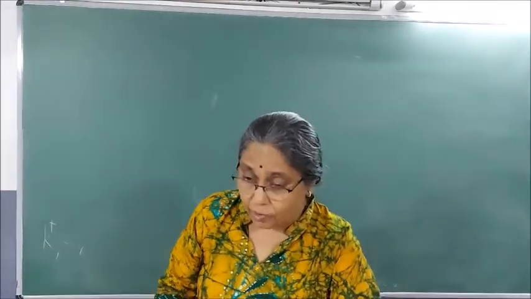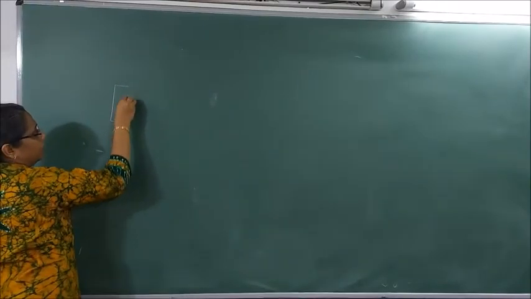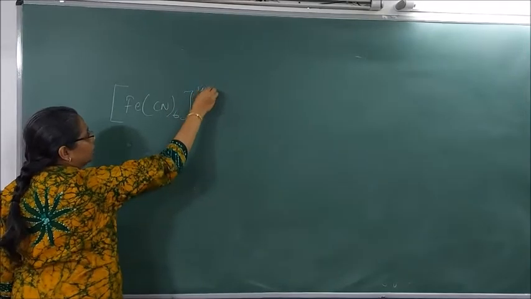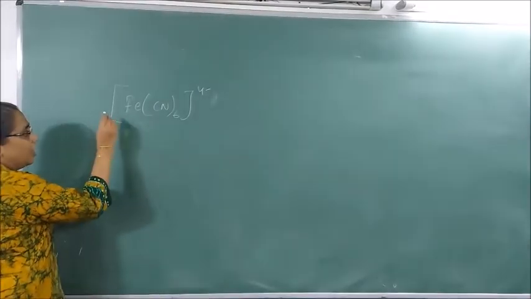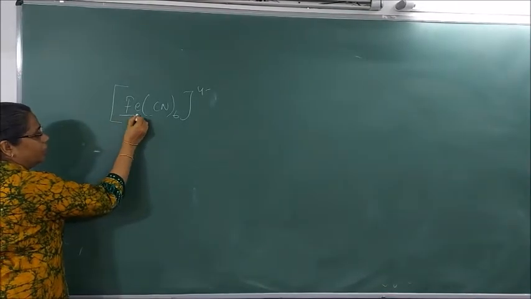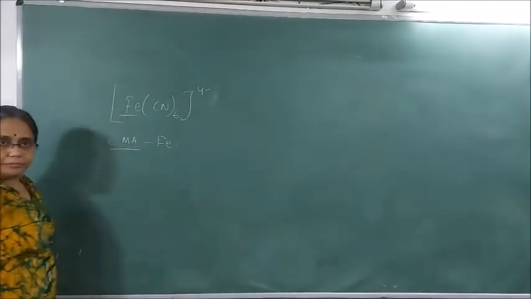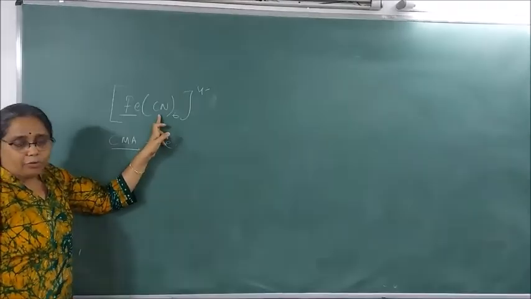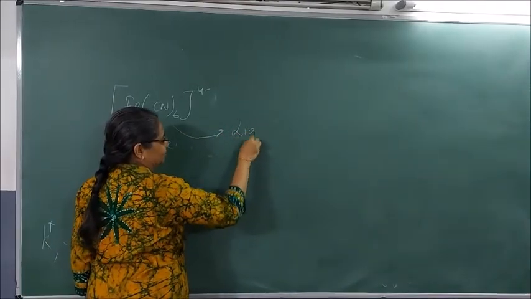Now, let us understand what is a coordination entity. So, first thing, I will take again ferrocyanide ion. I will try to explain most of the things using this ion. It's very nice, a lovely ion, okay? So what is in this coordination entity? A coordination entity consists of what? A central metal atom, which is what? Iron. Right? Along with it, it consists another group of atoms which are called as ligands.